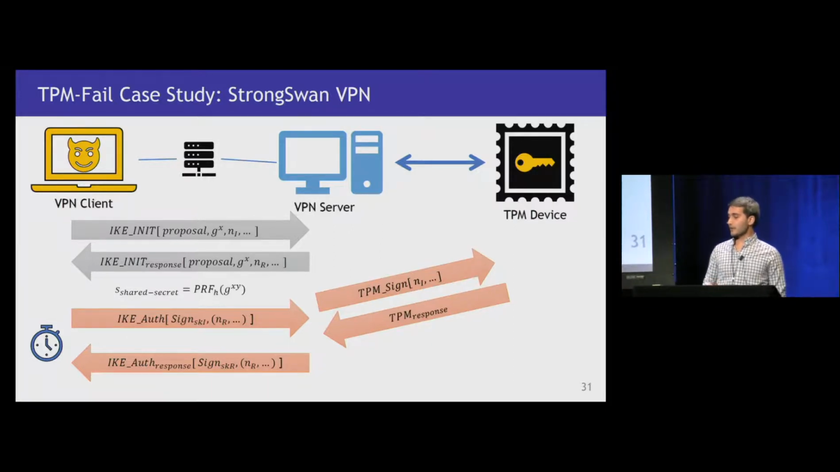But at the same time, the client can keep doing that until it collects some number of signatures with timing samples. Every time, the client can just drop the communication and try to issue another handshake. With that, the client can have enough timing information to learn a good amount about the private key of the server that was only stored in the TPM device.